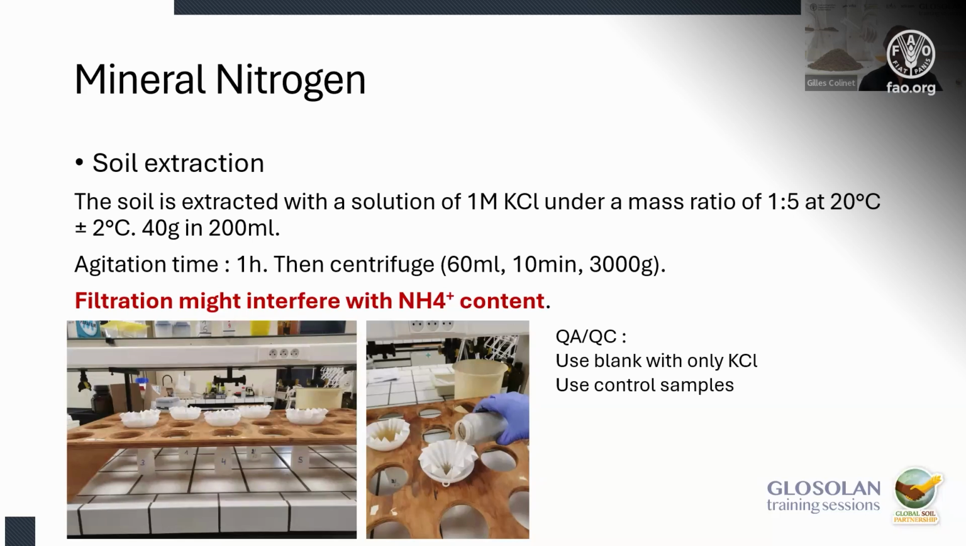Then you should centrifuge. In the norm, they say that you take a part of the 200 milliliters, 60 milliliters, and you centrifuge at 3000 g during 10 minutes. They recommend in the norm not to filter on a paper filter, because there might be interference with the ammonium content. Our bet is that we don't centrifuge, we still use the filtration on paper.